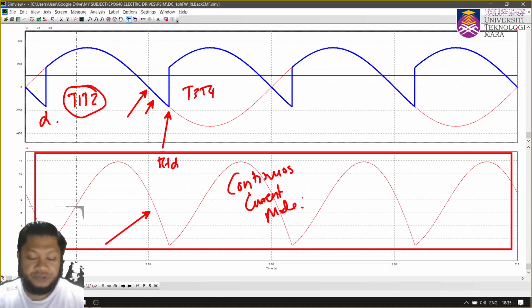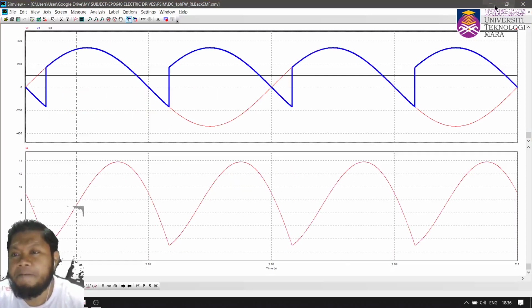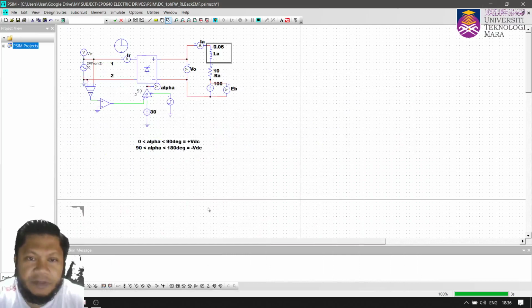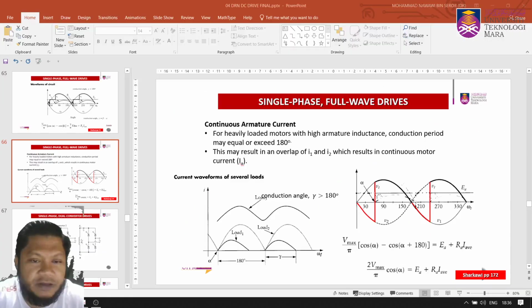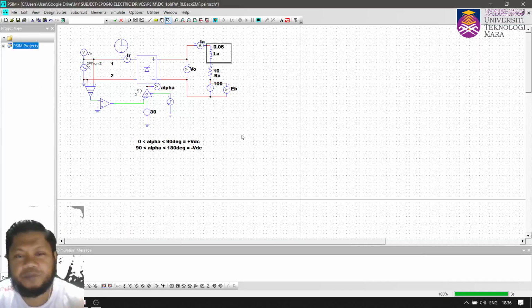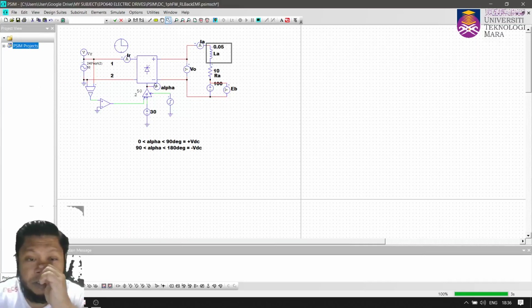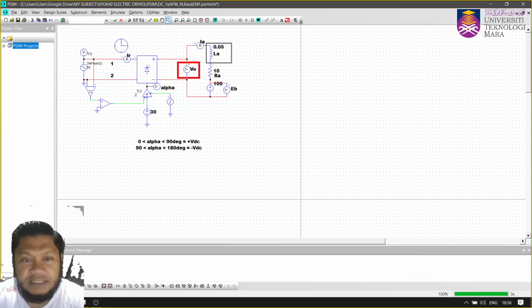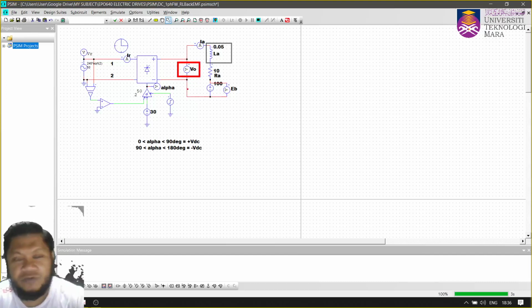So that explains what discontinuous and continuous current modes are. Let me show you again: the output equation equals 2 V max over pi cos alpha. In continuous current mode operation, your output voltage can sometimes be positive and sometimes negative, which means the polarity will change.